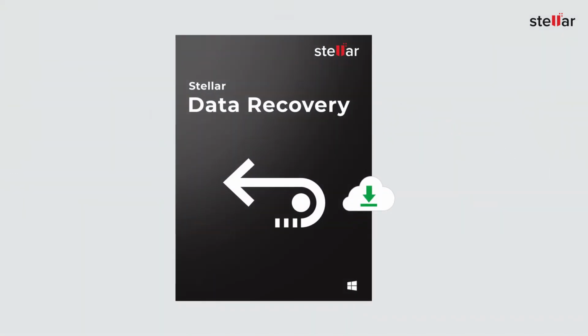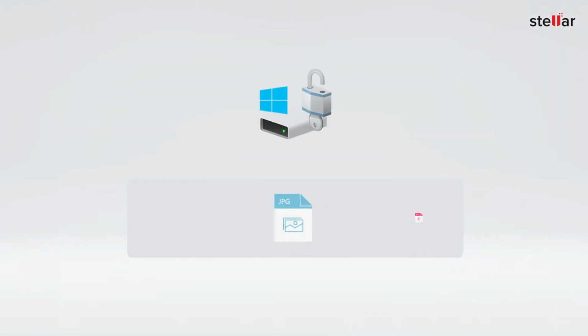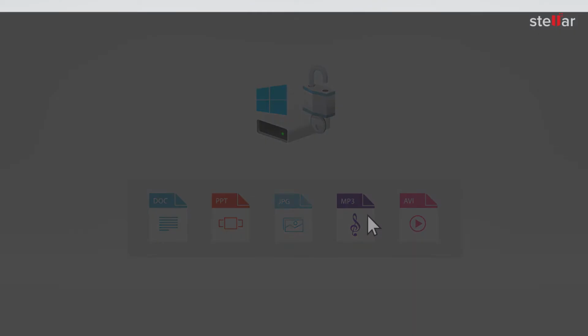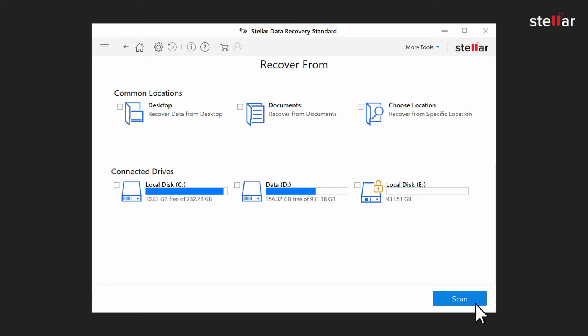Don't panic yet. With Stellar Data Recovery software, you can easily restore your deleted folders or files from BitLocker encrypted hard drives. Just launch the software and select the data you wish to recover. If you wish to restore specific data, then you have the option to customize the scan process. The software lists all the connected drives, including your internal and external drives.